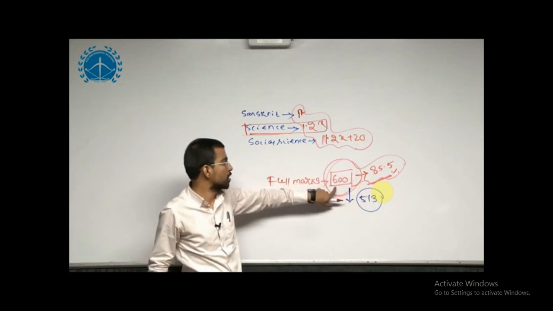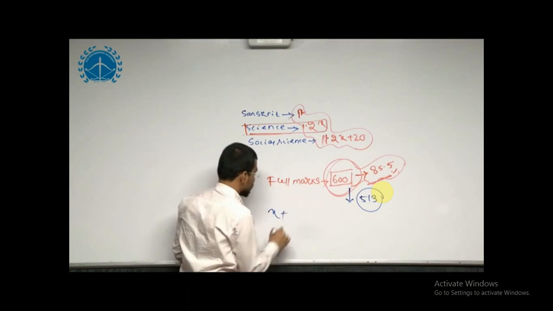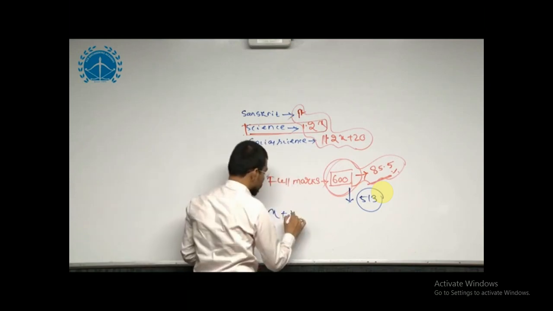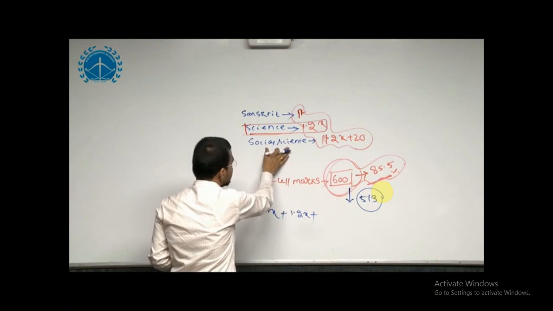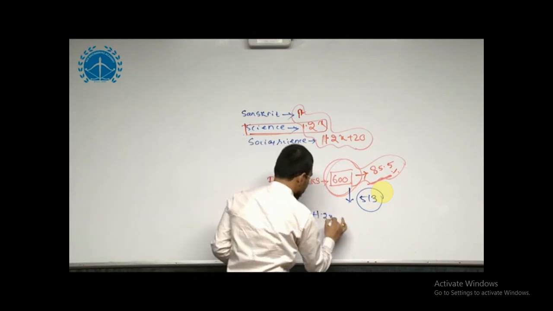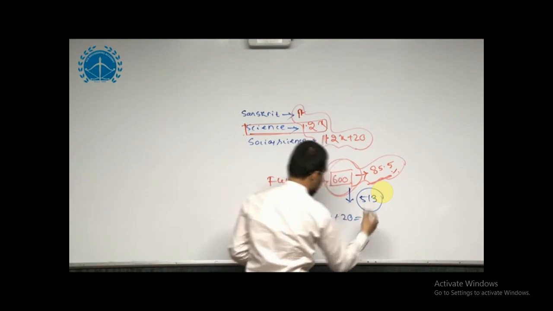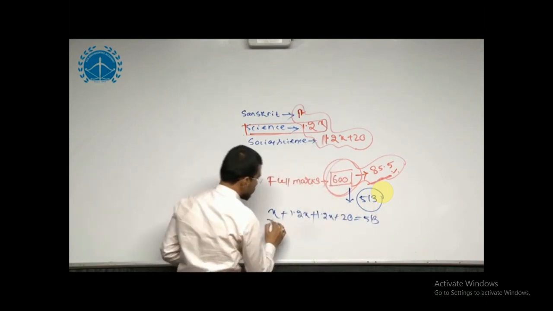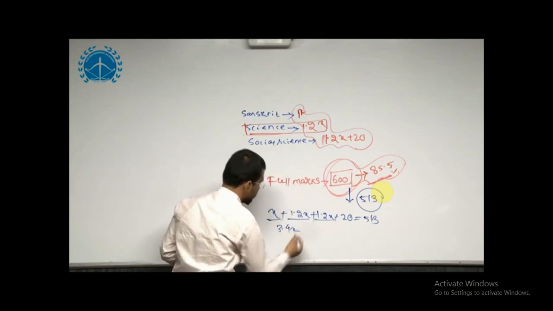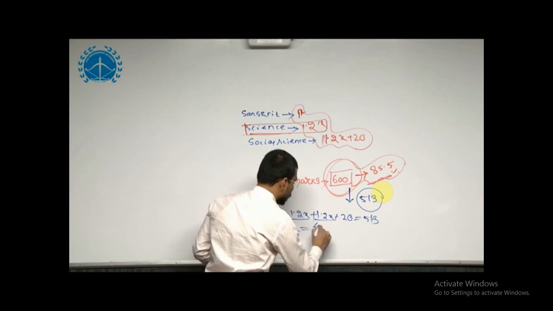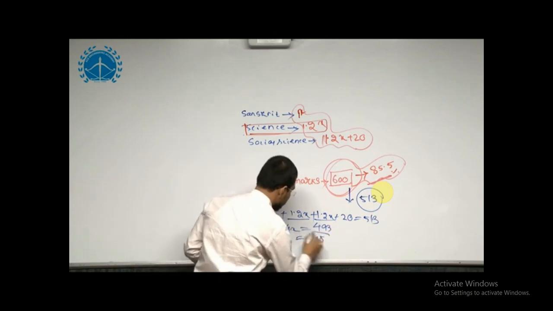Based upon the statement, I can relate that X marks in Sanskrit plus marks in science, that is 1.2x, plus marks in social science, 1.2x plus 20, equals how much? 513. Then what I write here is x plus 1.2x plus 1.2x, that is 3.4x, equals 493. Then x equals, I get 145, right?